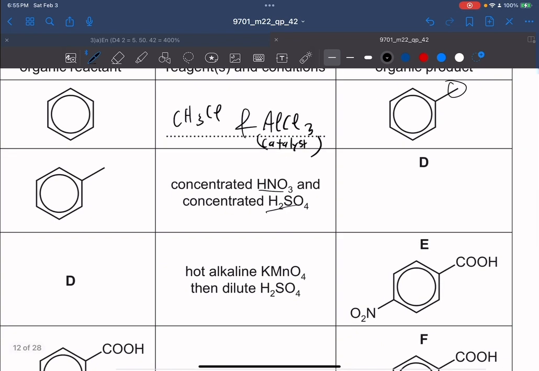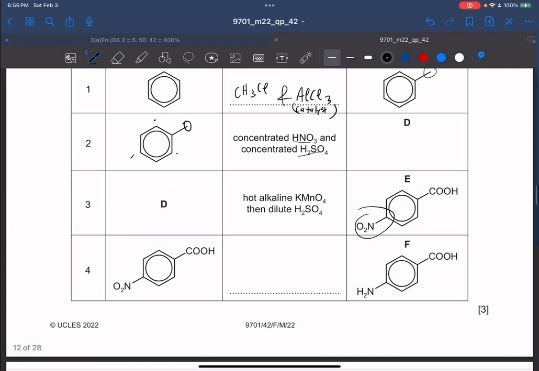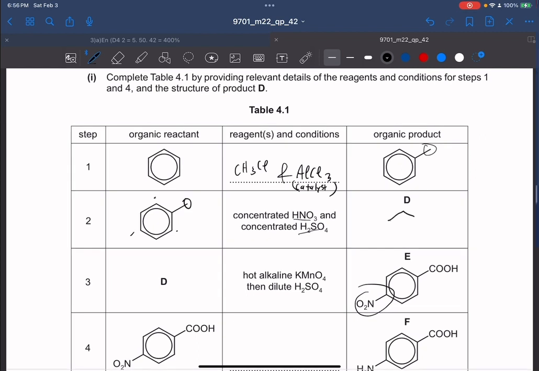HNO3, H2SO4. That's going to give us obviously nitration. But what we have to remember is where it's going to be directed. Because an alkyl is an electron donating group, it could go here, here, or here. Here in the next step, we can already see that it's at the bottom. So that's what we're going to draw out.